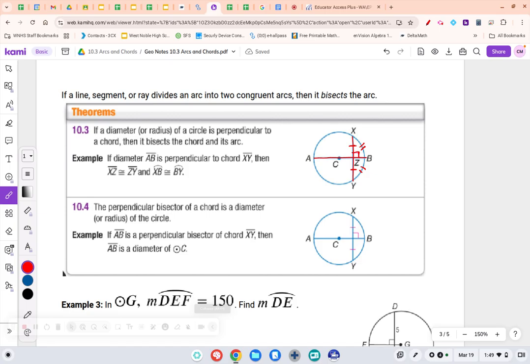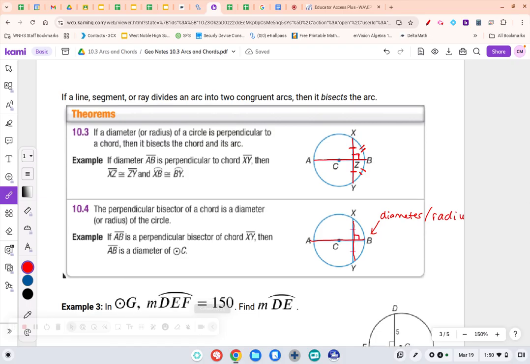10.4 tells us the perpendicular bisector of a chord is a diameter or radius of a circle. So we are guaranteed that if this is a perpendicular bisector here, we know for sure that this has to be a diameter or a radius. Oops, I ran out of space. Pretend that says radius.